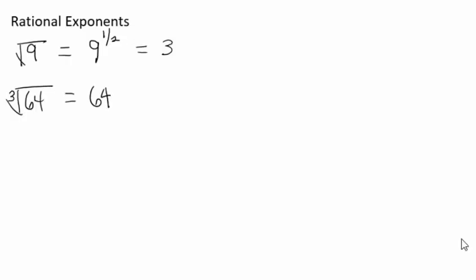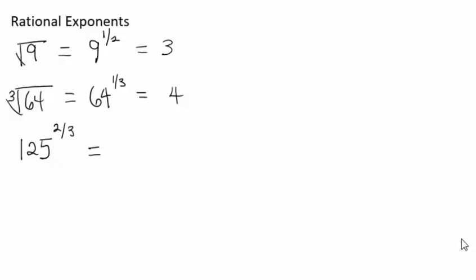And I also wanted to take a few minutes to talk about rational exponents. For instance, I can rewrite the square root of 9 as 9 to the 1/2 power, which still simplifies to 3. We could write a cube root, like cube root of 64, as 64 to the 1/3 power, which is 4.